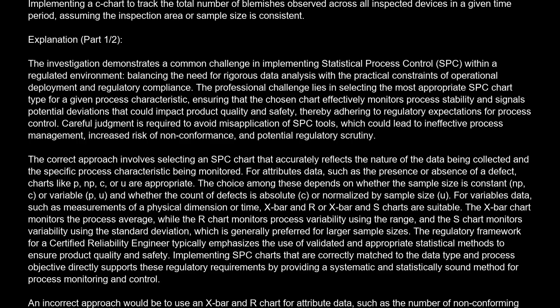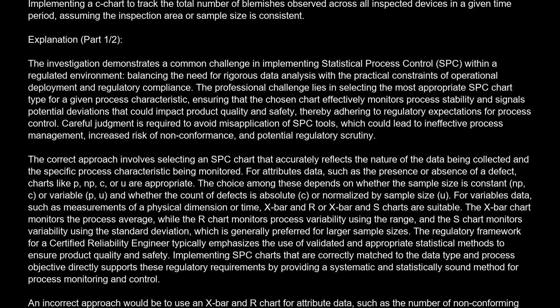Correct answer is D. Implementing a C chart to track the total number of blemishes observed across all inspected devices in a given time period, assuming the inspection area or sample size is consistent. Explanation. The investigation demonstrates a common challenge in implementing statistical process control (SPC) within a regulated environment, balancing the need for rigorous data analysis with the practical constraints of operational deployment and regulatory compliance.